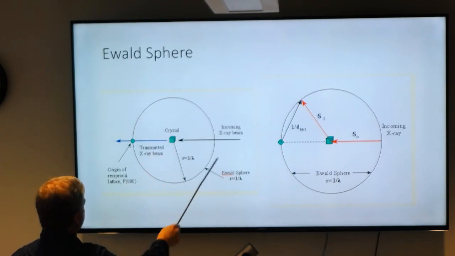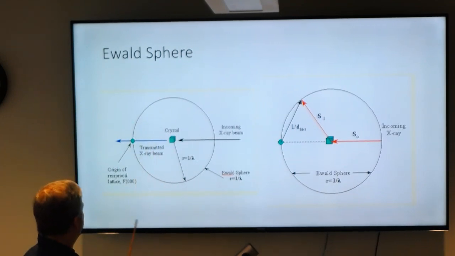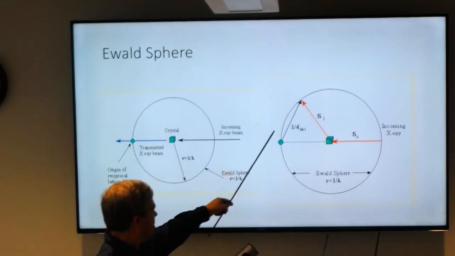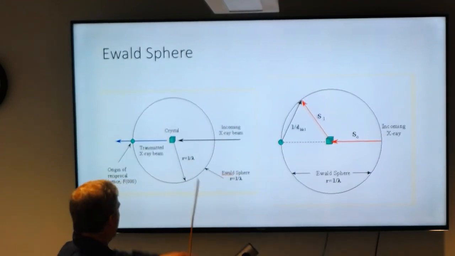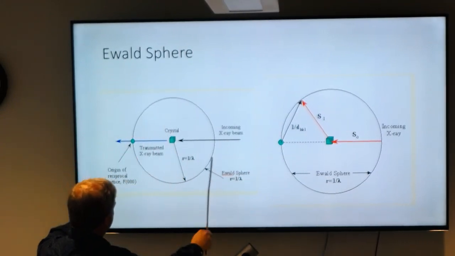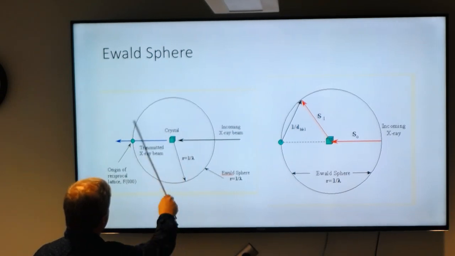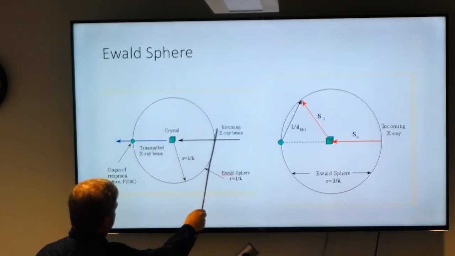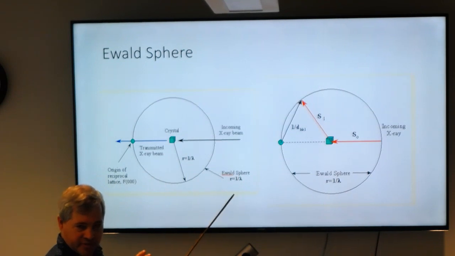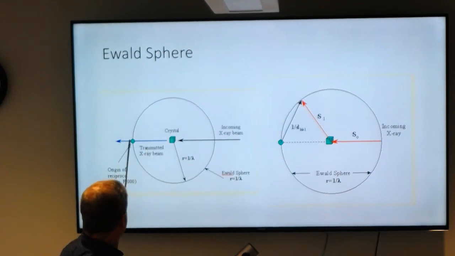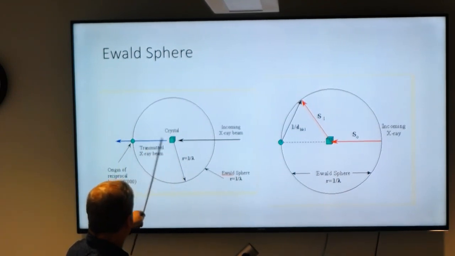You only see points which actually intersect with this Ewald sphere. So there would be a whole array of points around this sphere, but you would only see the ones that happen to touch the sphere itself. In this case, this would be the 0, 0, 0 point, which is the undiffracted beam.